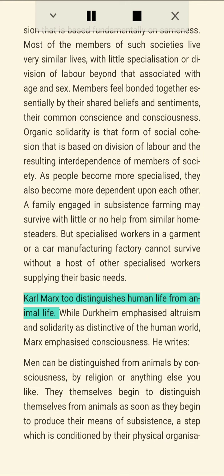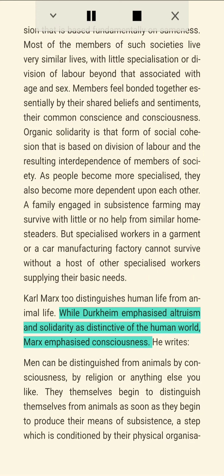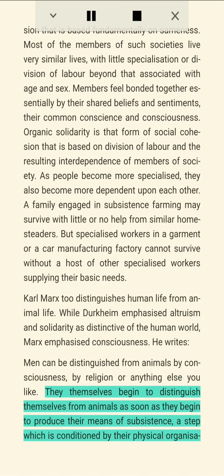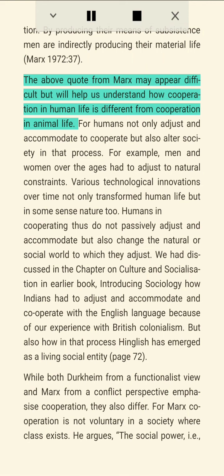Karl Marx too distinguishes human life from animal life. While Durkheim emphasized altruism and solidarity as distinctive of the human world, Marx emphasized consciousness. He writes, "Men can be distinguished from animals by consciousness, by religion, or anything else you like. They themselves begin to distinguish themselves from animals as soon as they begin to produce their means of subsistence, a step which is conditioned by their physical organization. By producing their means of subsistence, men are indirectly producing their material life."